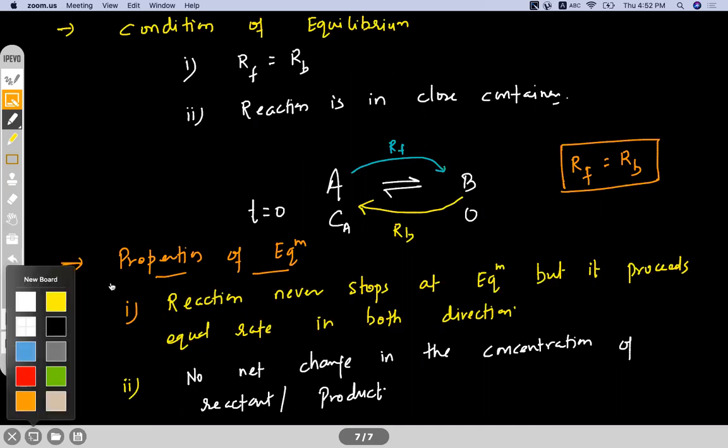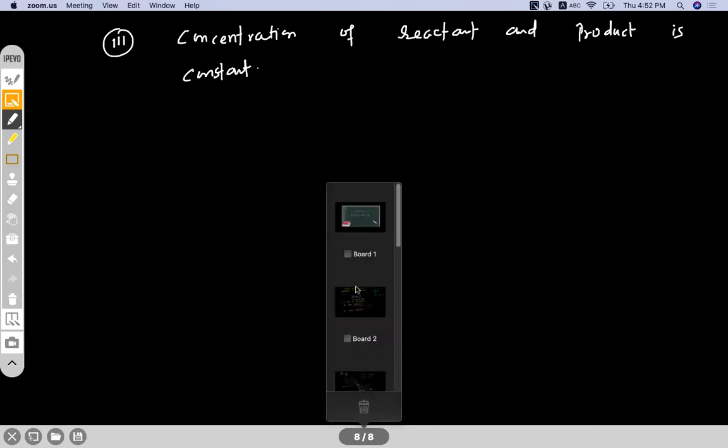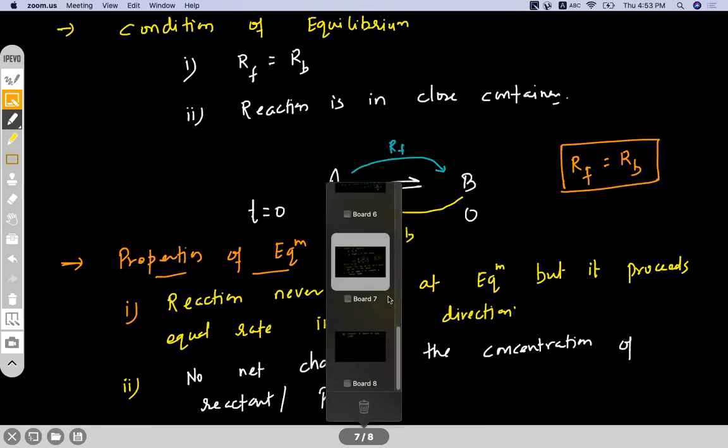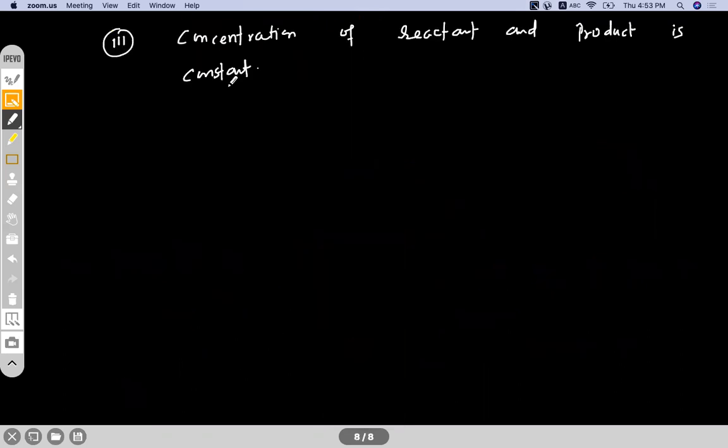Okay, so this third point also you can write. The concentration of reactant and product is constant. With respect to this reaction we're talking about, what I said here, the concentration of reactant and product is constant. I'm saying constant, not equal. Okay, so all three possibilities we have.